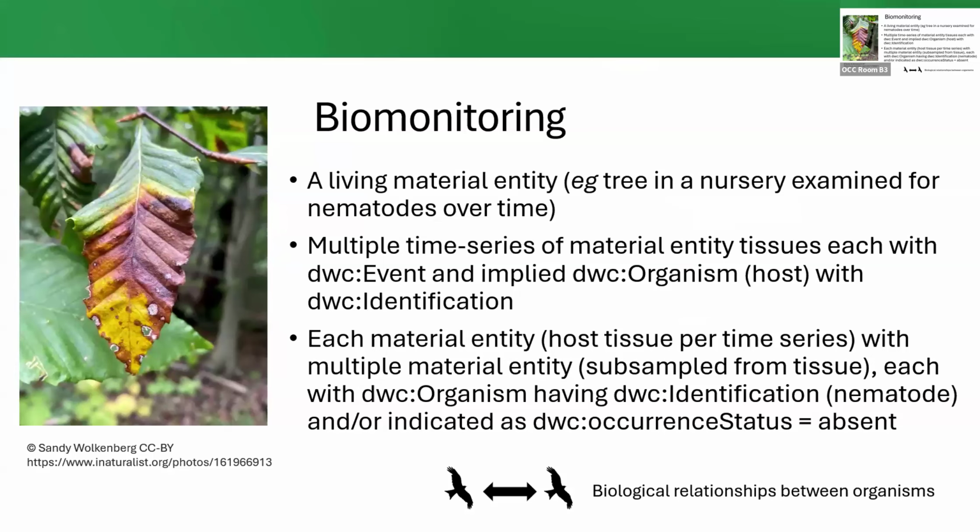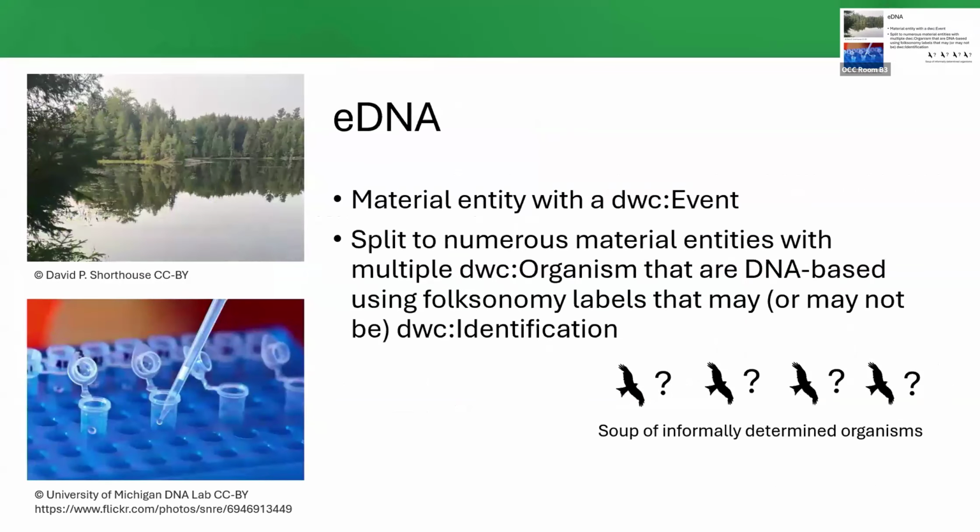Each material entity, host tissue per time series, with multiple material entities subsampled from tissue, each with Darwin Core Organism having Darwin Core Identification, the nematode, and/or indicated as a Darwin Core occurrenceStatus equals absent. Environmental DNA samples can be split into many subsamples containing one to many organisms, which may or may not be identified, and identifications may not be associated with known organisms, leading to the use of folksonomy labels.